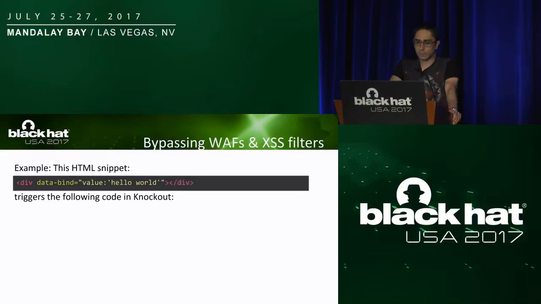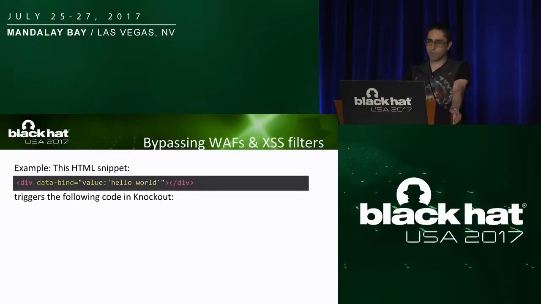So let's look at an example. There's a Knockout JavaScript library, and this one has a small templating language inside of it. So this HTML snippet actually tells Knockout to inject hello world as a string into the content of this div element, using some custom language specific to Knockout.